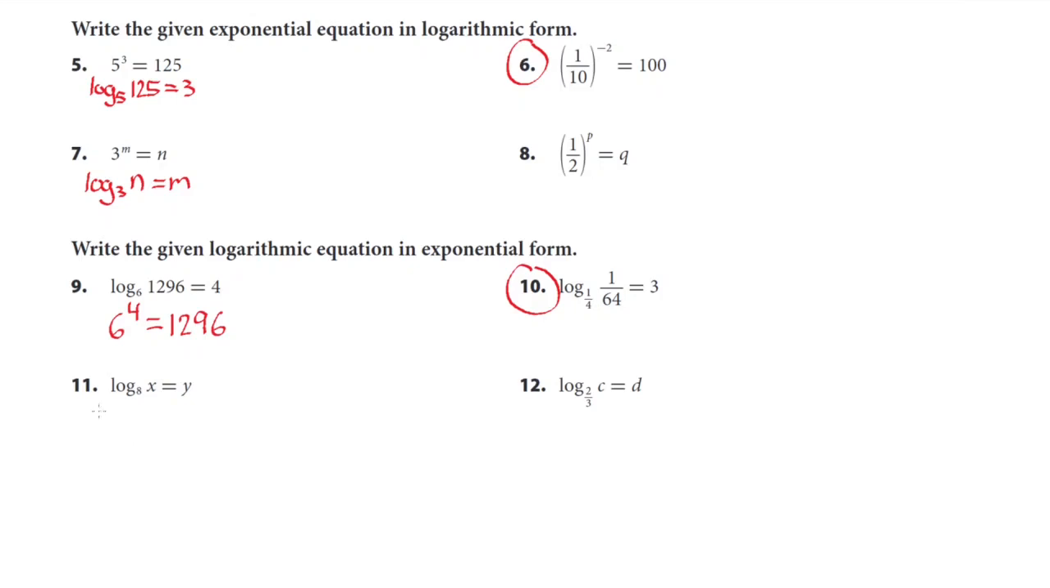Here's number 11. Go ahead and pause and try it. So on this one, we have a base of 8. And we want to know 8 to this power should give us x. 8 to the power of y should give us x. Because the logarithmic is asking how many 8's do I need to multiply together in order to get this number x. And in the exponential form, we're saying, well, y 8's, that's how many 8's we need to multiply together in order to get x.